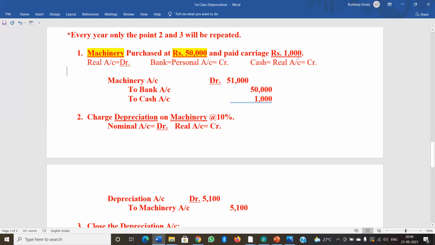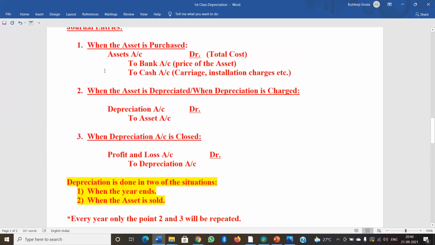Okay, carriage of 1,000 will be taken as a capital expense and will be added to the value of the asset. So here, what will be the value of the machine? 50,000 plus 1,000, 51,000, right? So we will take this 1,000 here. And as I told you earlier, any other expenses will be recorded in the name of cash. This was the journal entry, no? Bank will be the price of the asset and any other expenses will be recorded in the name of cash.